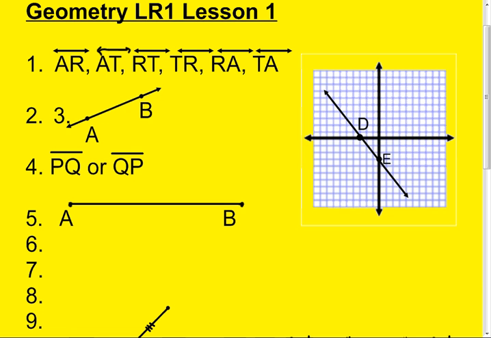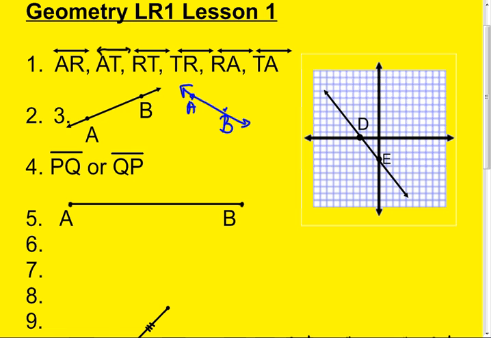Okay, so any two of those will work, and I don't think there's any other possibility there. Number two, you just have to draw any old line, AB. So you could have drawn this line. And don't forget the arrows because they need to be there, A and B.